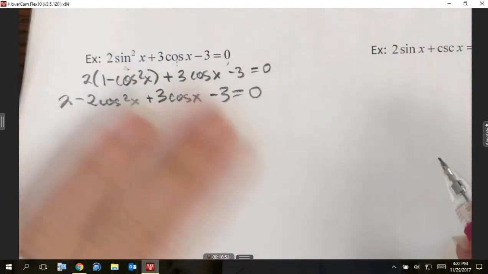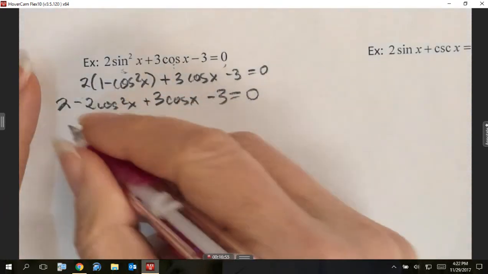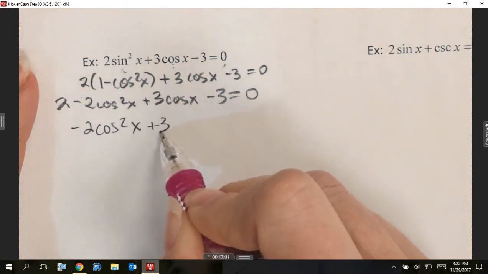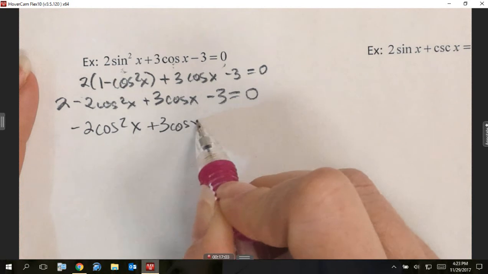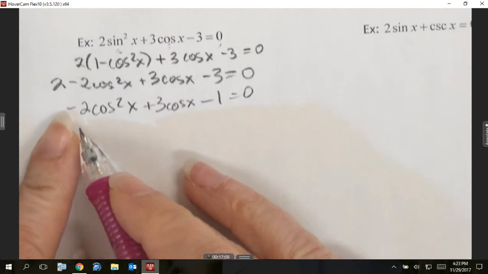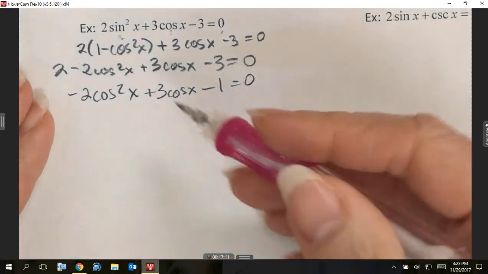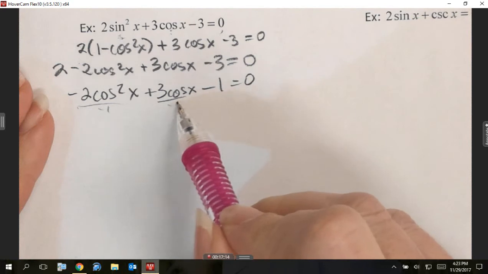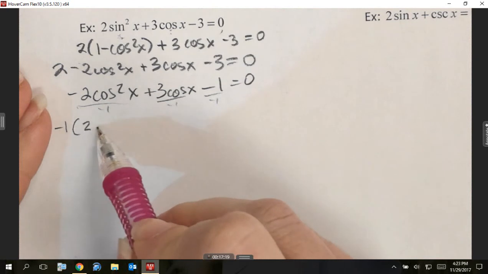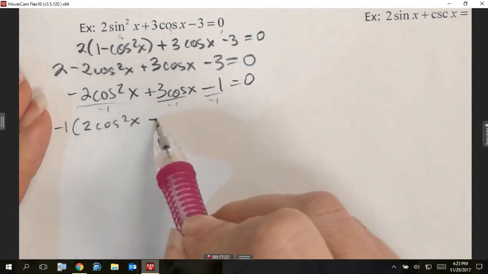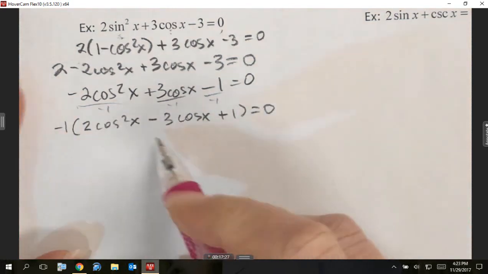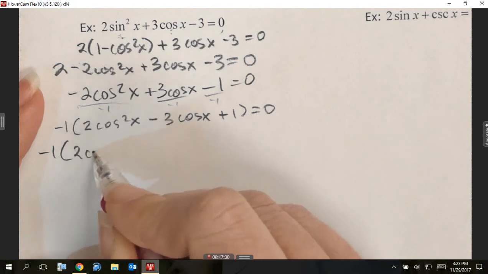I'm going to collect my like terms, put it in the correct order. Negative 2 cosine squared x plus 3 cosine x minus 1. Anytime I have a negative out front, I just feel like it makes it harder for me to factor it. So I'm going to factor out the negative 1 before I even start. And then I'm going to factor the trinomial that's left by guess and check.